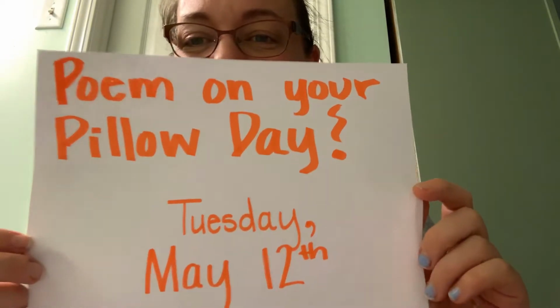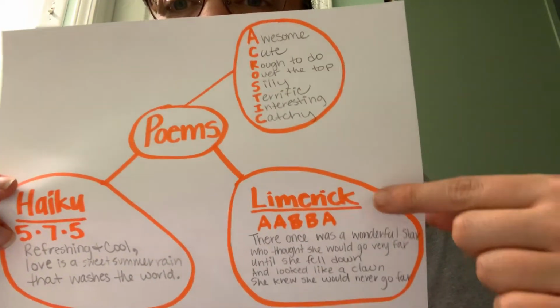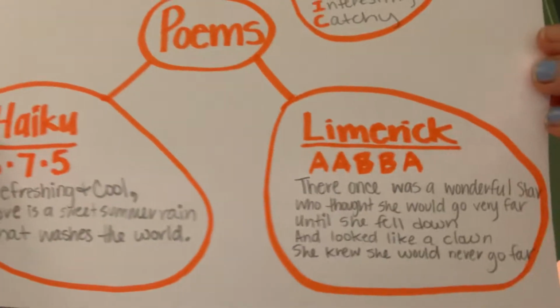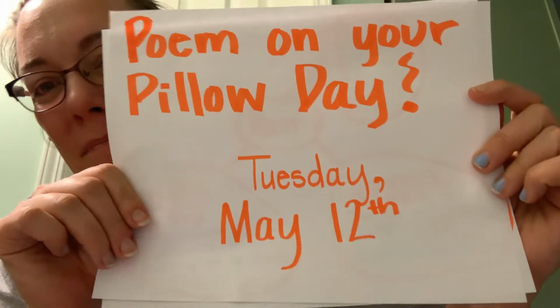Today is Poem on Your Pillow Day, which means during our Zooms today, friends, we're going to be talking about different forms of poems that you can do yourself. So for instance, during our Zoom, we're going to be talking about acrostic poems, limericks, and haikus. 3 different kinds of poems. Today is Tuesday, May 12th.